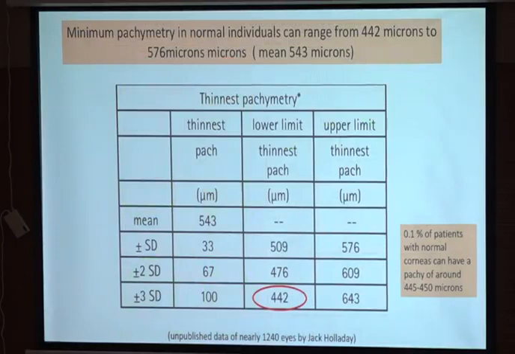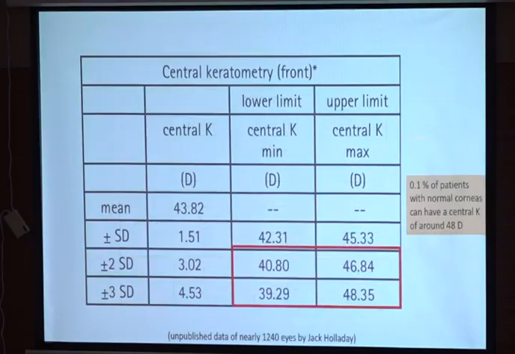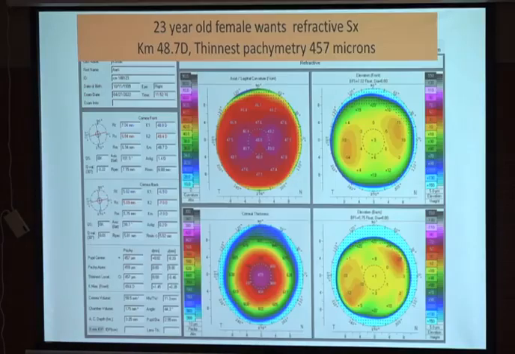And the last thing I was coming to, minimum pachymetry, because this is the part where you see how to recognize what looks abnormal but is actually normal. It's been seen that 0.1% of patients with normal corneas can have a pachymetry of 442. It's a very, very small number, but it can be there. Similarly, around 0.1% of patients can have corneas of around 48 diopters. And I'll end with this example.